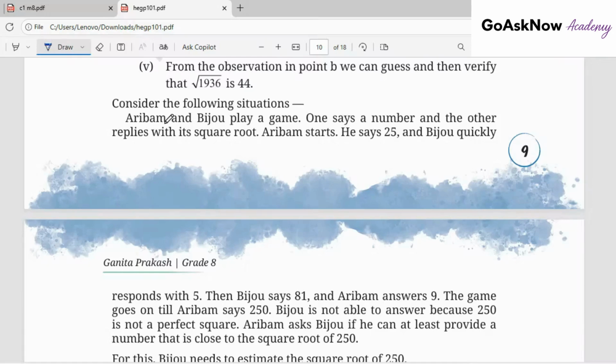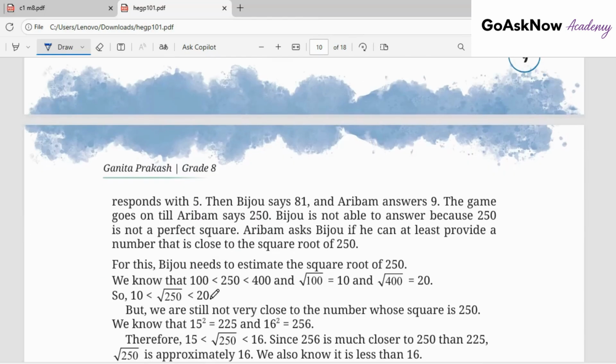Here, consider the following situations. Aribam and Bijo play a game. One says a number and the other replies with its square root. Aribam starts, he says 25 and Bijo quickly responds with 5. Bijo says 81, Aribam replies 9.